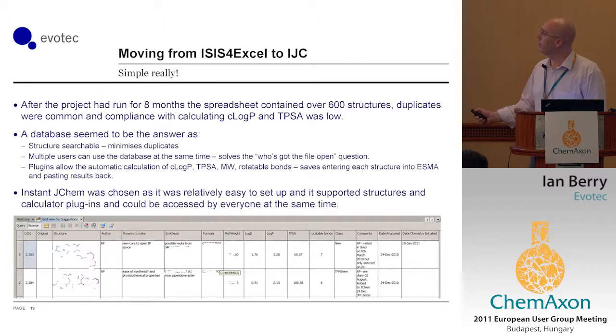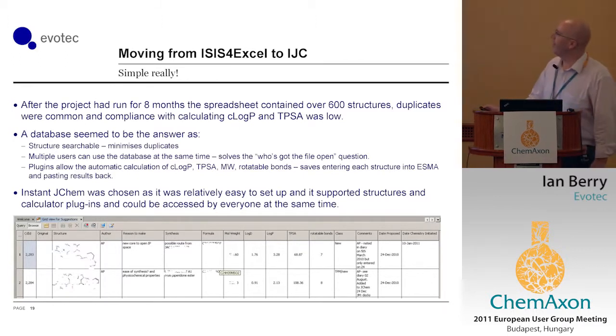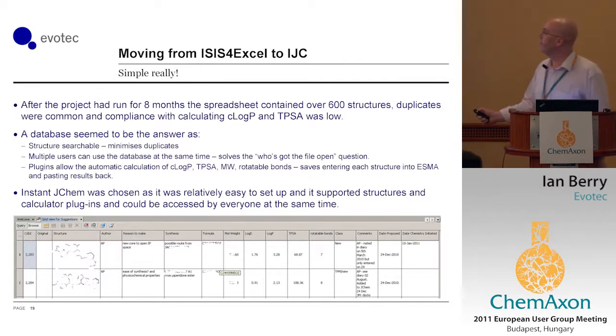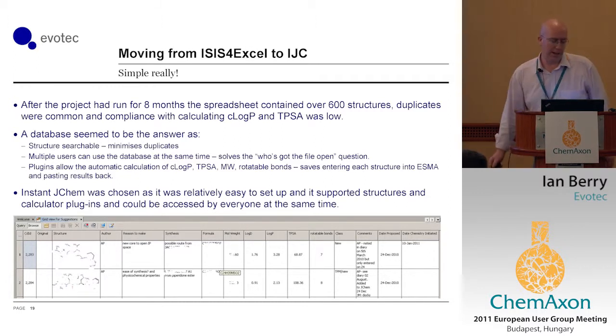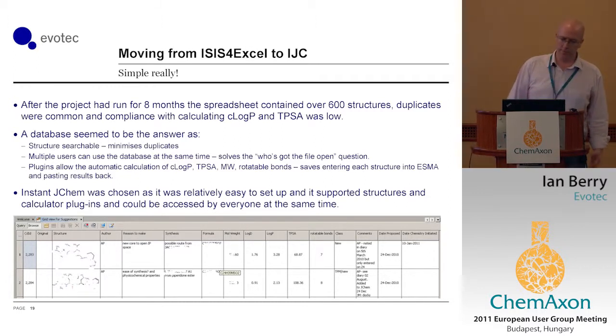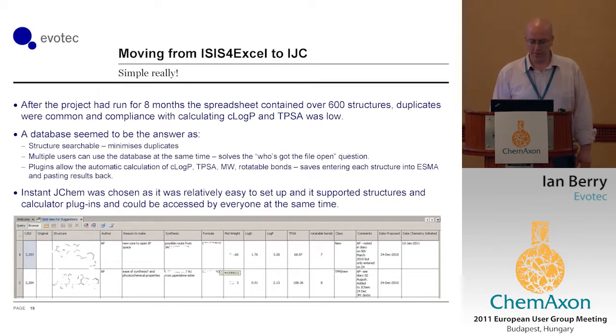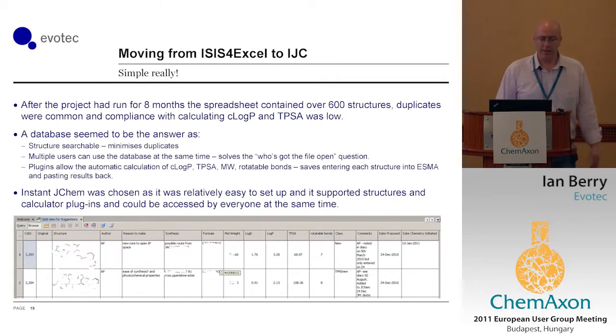So this is a slide which Catherine probably showed yesterday, actually. No? Okay, that's all right. So this is moving from an ISIS for Excel spreadsheet to IJC. The project was running for 8 months using this spreadsheet, and it contained over 600 structures and hadn't been well maintained, I would say. So what we decided was that an IJC database would be a good idea.